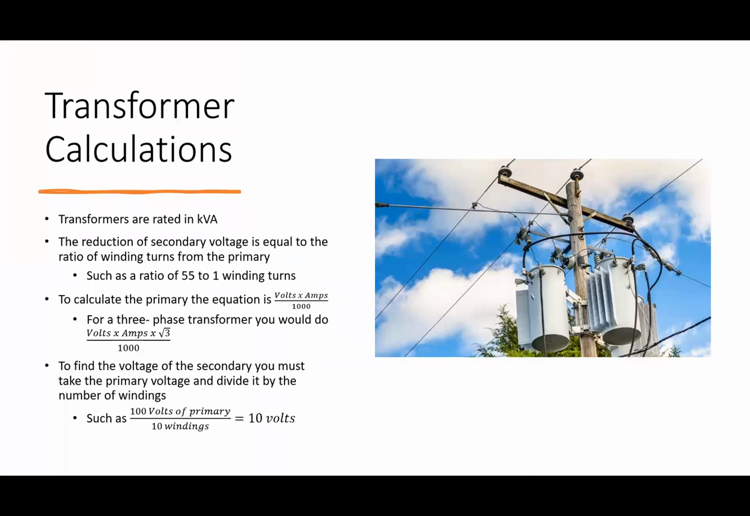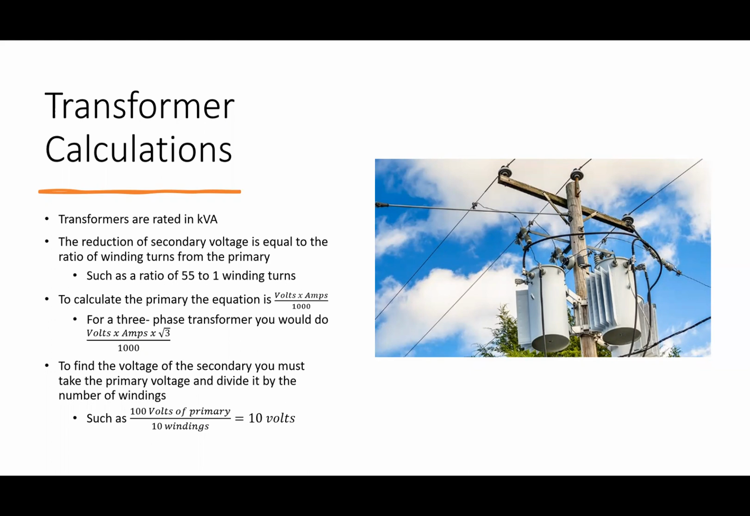Now, when we talk about calculating these, transformers are rated in kVA. The reduction of the secondary voltage is equal to the ratio of winding turns from the primary. A ratio of 55:1 was what was given in the book. This means when we have to get the voltage for the secondary, we're going to have to divide by that 55 because that is the number of windings. We'll get to that in just a second though.